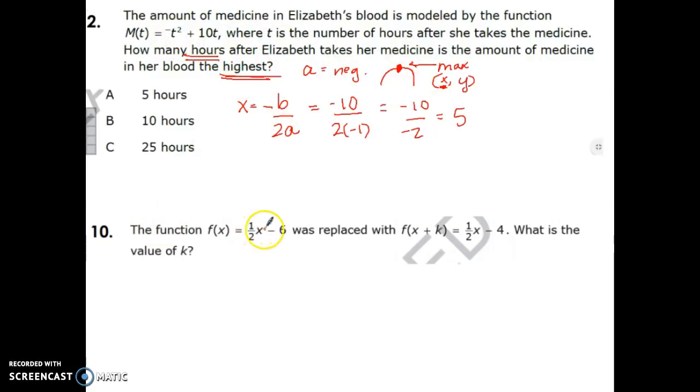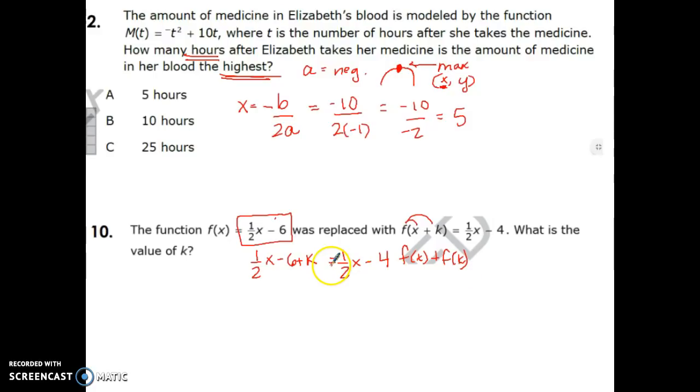So the function f of x is equal to 1 half x minus 6 was replaced by f of x plus k is equal to 1 half x minus 4. What is the value of k? Well, if I'm adding k to f of x, all of this is f of x, right? So I'm saying 1 half x minus 6 plus some k gives me 1 half x minus 4. Okay? That's all it's really saying. Because this is f of x plus k. F of x plus k. And if you want to distribute this, it'll look like f of x plus f of k.